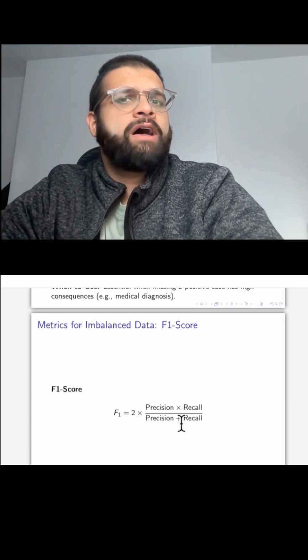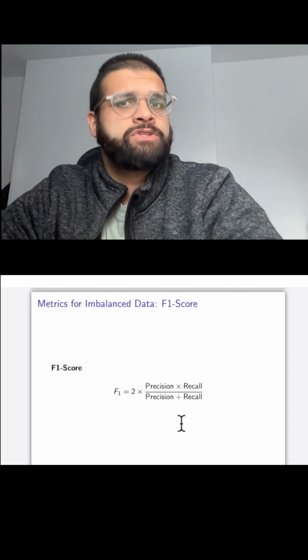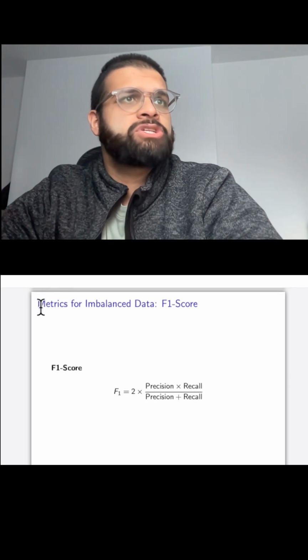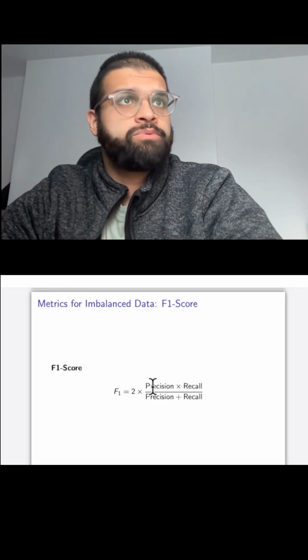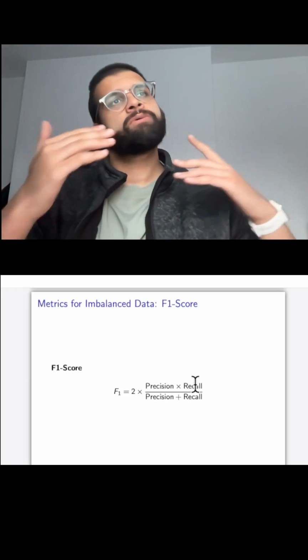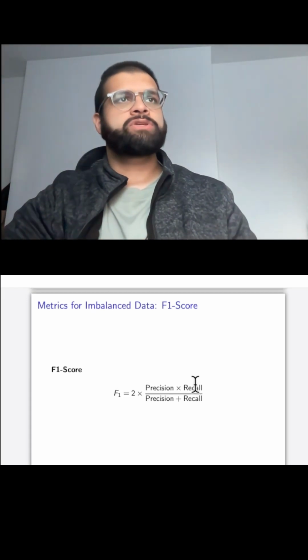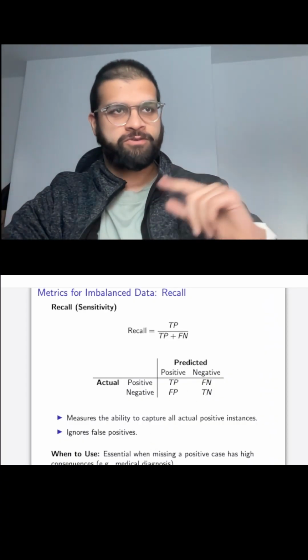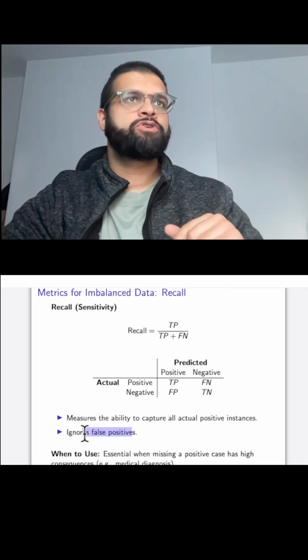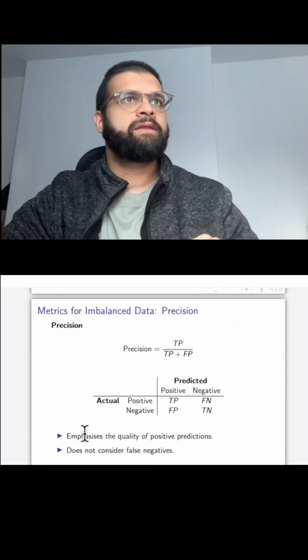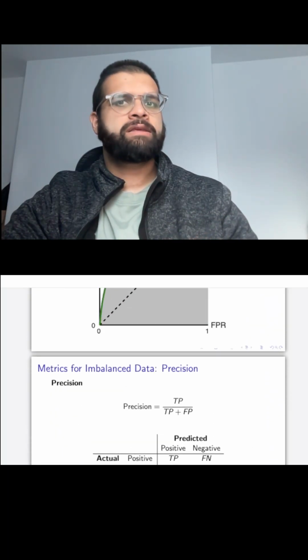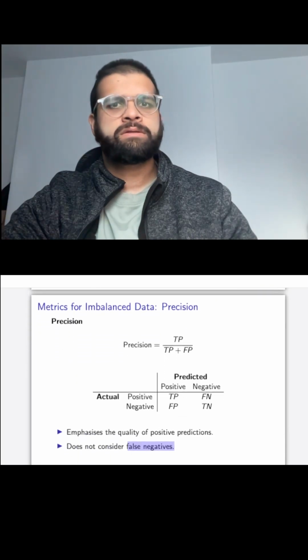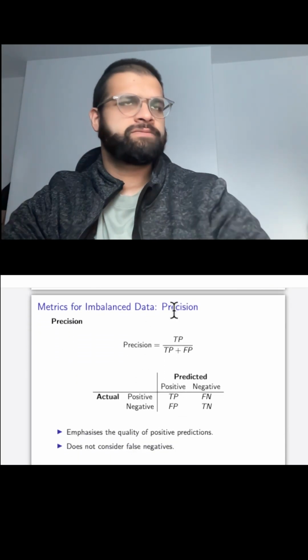Now you can also have the F1 score, which is a mixture of precision and recall, which is quite nice because it can capture the missing pieces which both of those metrics have. So false positives for recall, and false negatives for precision.